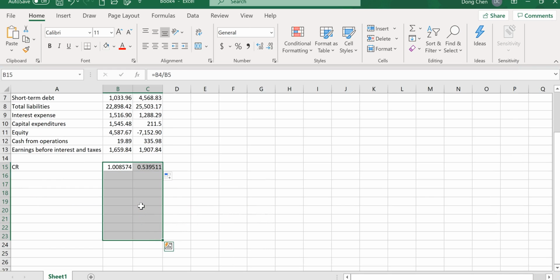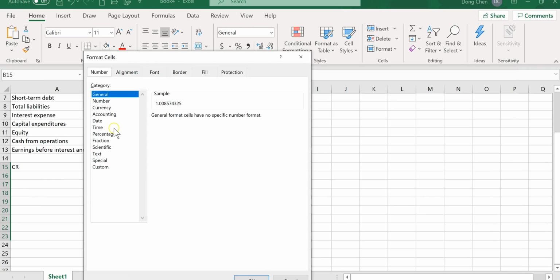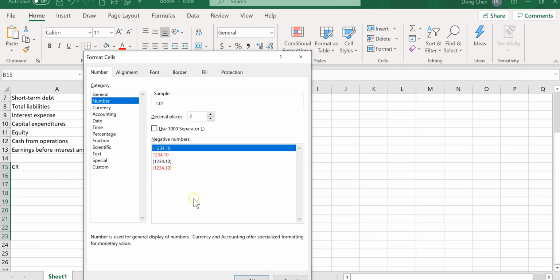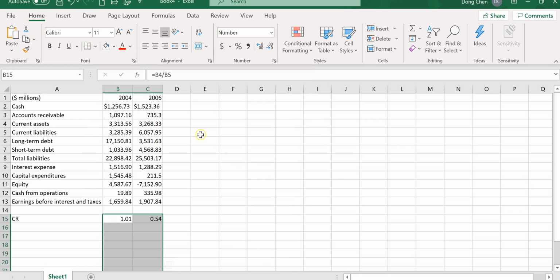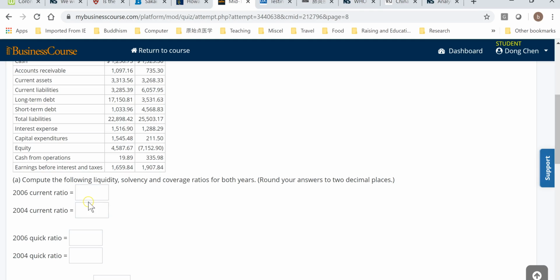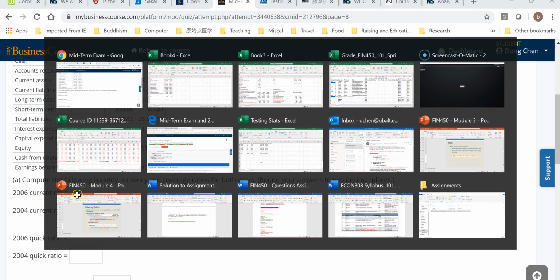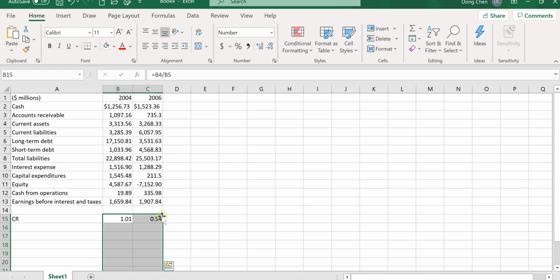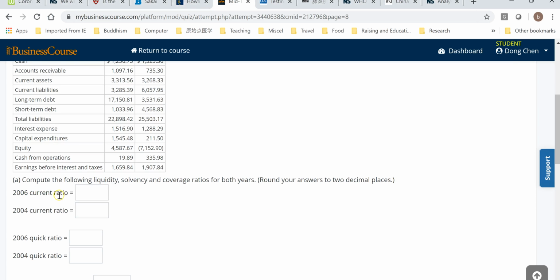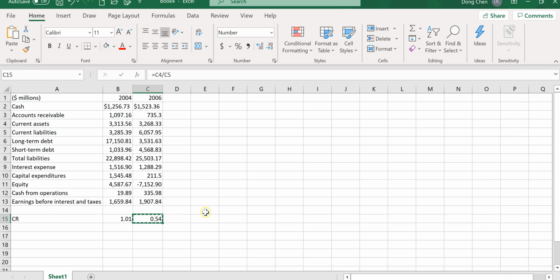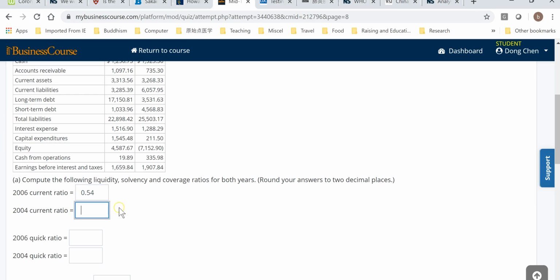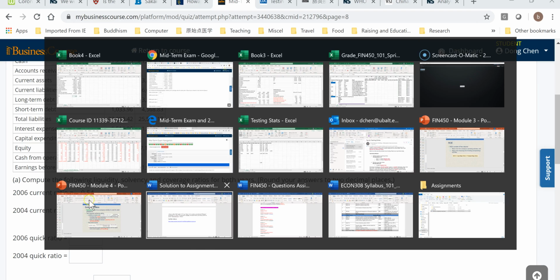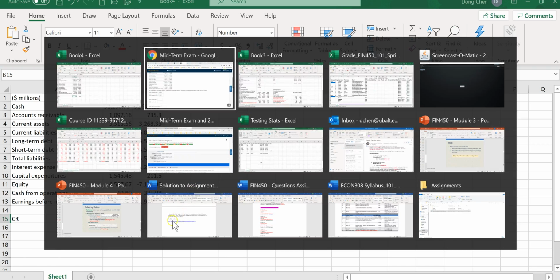We can just change the format of the cells, because later on we're going to calculate more ratios, so just keep 2 decimal places. And this is 2004. We just need to pay attention to the order we input the answers: the 2006 is on the right, but 2006 here is the first number we need to put. So we copy the number on the right first to 2006, and then copy the number on the left to 2004. That's what we need to pay attention to.